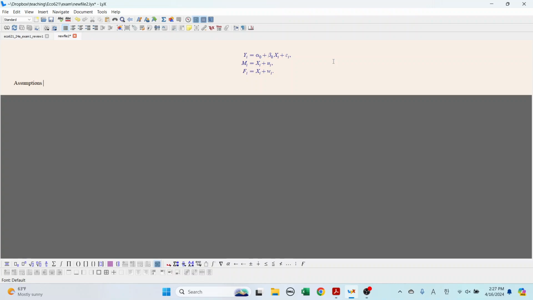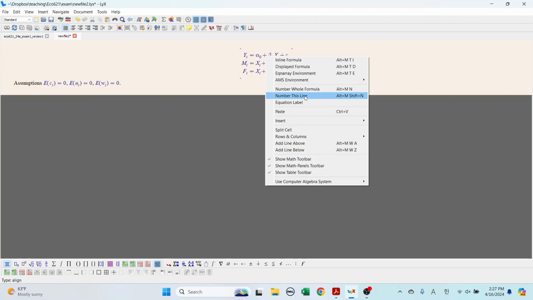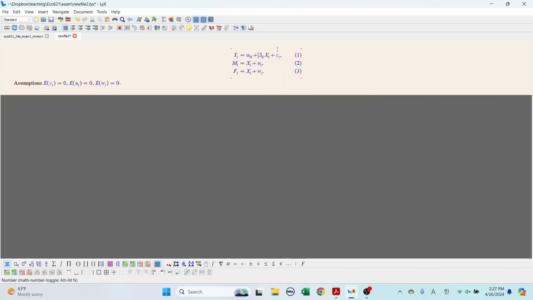Okay, and assumptions are first, obviously, the error terms. I forgot to mention this, by the way. I had to say that the error terms should be 0. Let me see if this is required, why this is required. And anyhow, these are the 3 equations we are going to number formula 1, 2, 3.